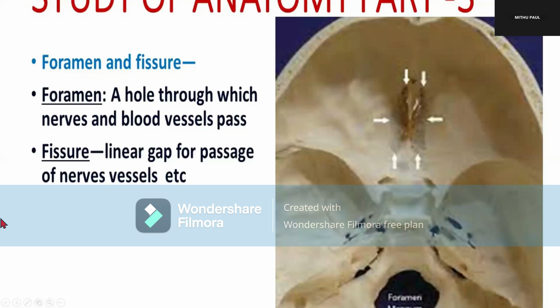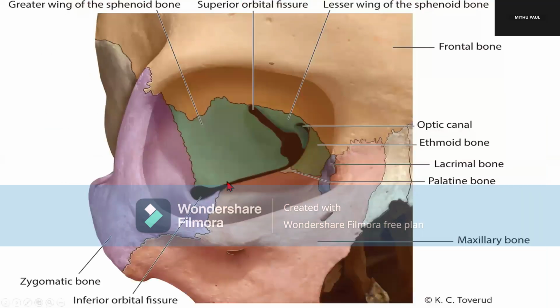And fissure, if the opening is not a small circular or oval one, but is linear and has some length, as if multiple foramens had fused with one another. Such as this is the orbit, and inside the orbit on its posterior part, there is one such linear opening through which multiple structures pass. A similar fissure is here also. So with respect to the orbit, this is the superior orbital fissure and this is the inferior orbital fissure.